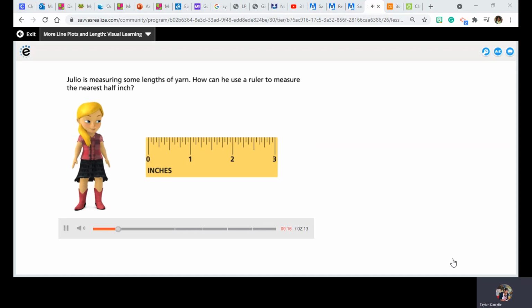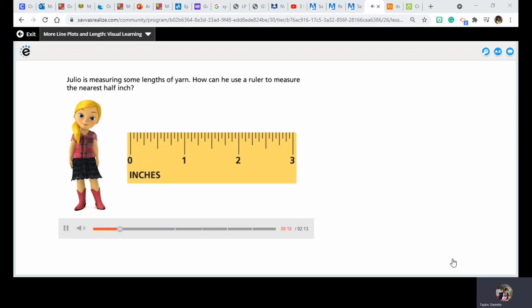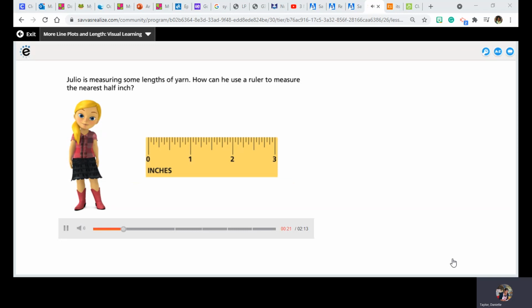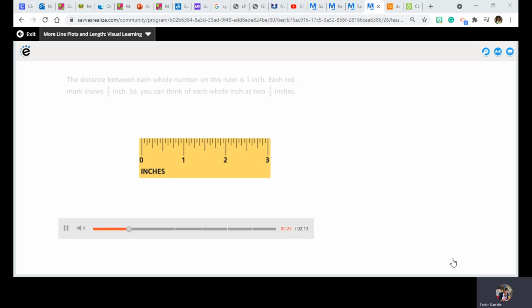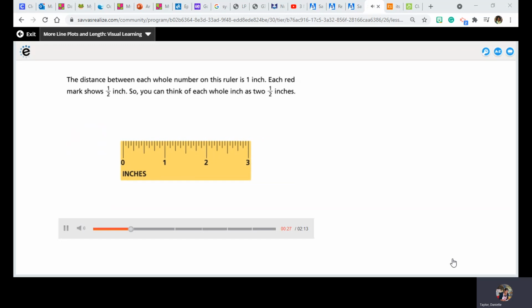Julio is measuring some lengths of yarn. How can he use a ruler to measure to the nearest half inch? The distance between each whole number on this ruler is 1 inch. Each red mark shows 1/2 inch. So you can think of each whole inch as 2 1/2 inches.